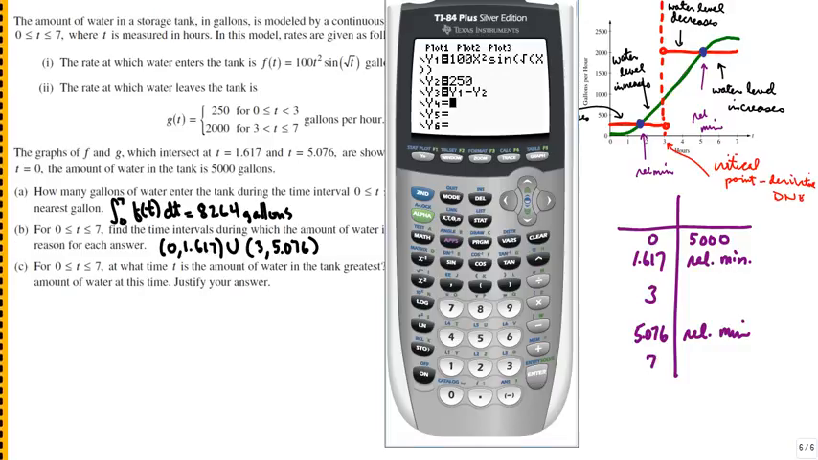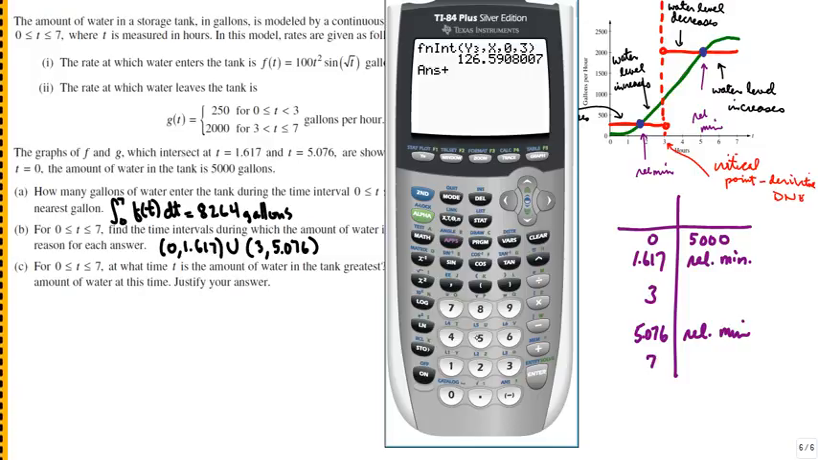And now what I want to do is take that integral from 0 to 3 and add that to 5,000. So I go outside and fnInt, that's math, option 9, vars, Y vars, function y3. My variable of integration is x, from 0 to 3, close parentheses, and I get 126.